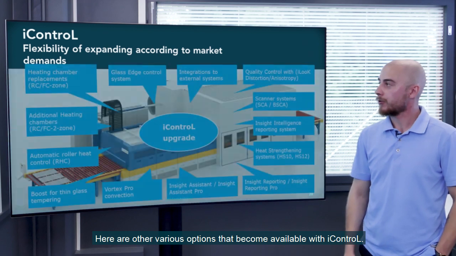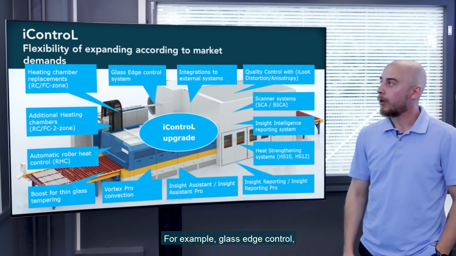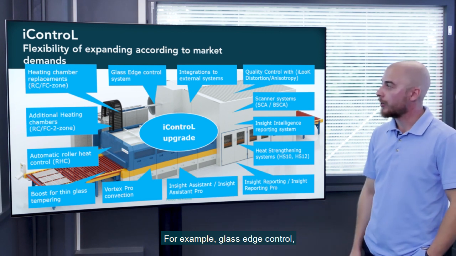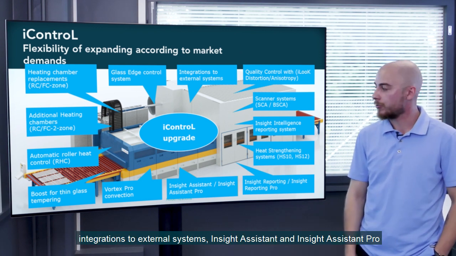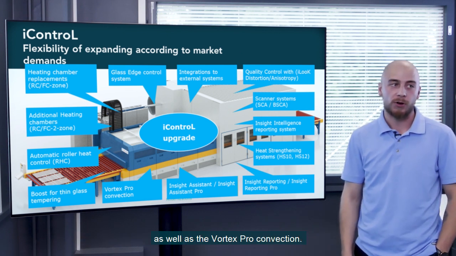Here are other various options that you'll see become available with the iControl. For example, Glass Edge Control, integrations to external systems, Insight Assistant and Insight Assistant Pro, as well as the Vortex Pro Convection.